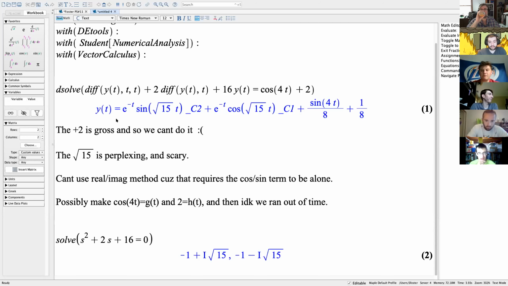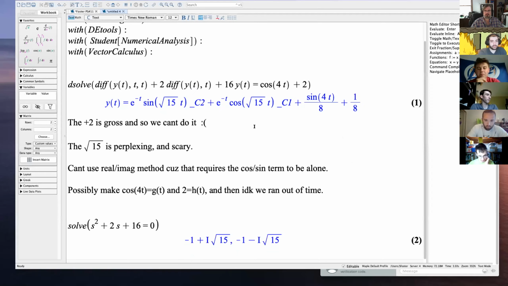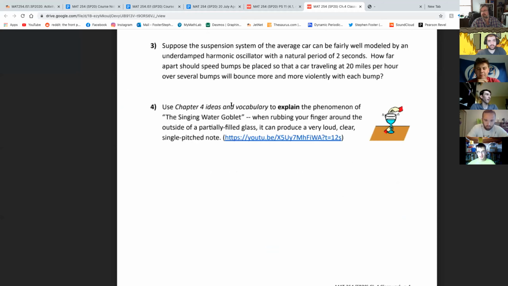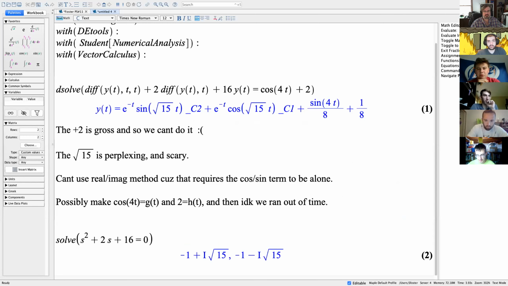Okay, so first we dsolved it just to see what it would come up with. And it came up with stuff that looked very complex. We were kind of looking at it like we were trying to follow the first one, or number 2 on 4.1. Okay. And we were trying to split it up into g of t and h of t. And we kind of figured that maybe g of t was cosine 4t and h of t was 2. Wait a minute, let me find that problem.